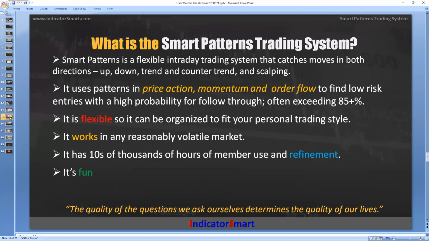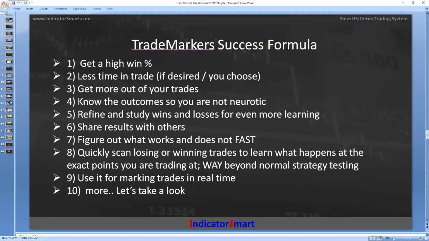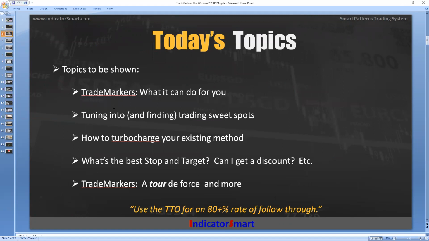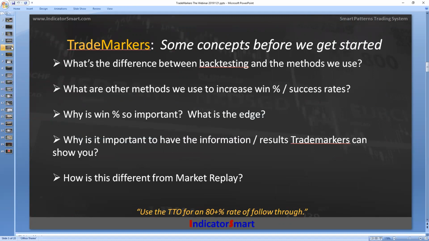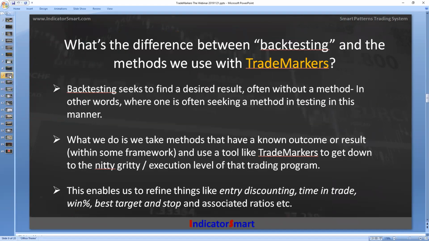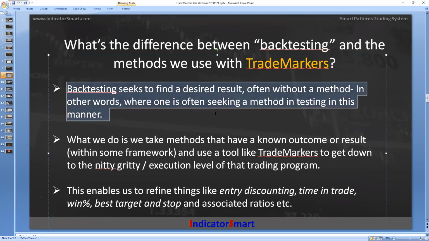Interesting, yeah. So as we had said in the beginning, it can help you find your trading sweet spots. It's not about the difference between backtesting. We're not trying to find something out of the data here. We're trying to refine something and make something that is good better.